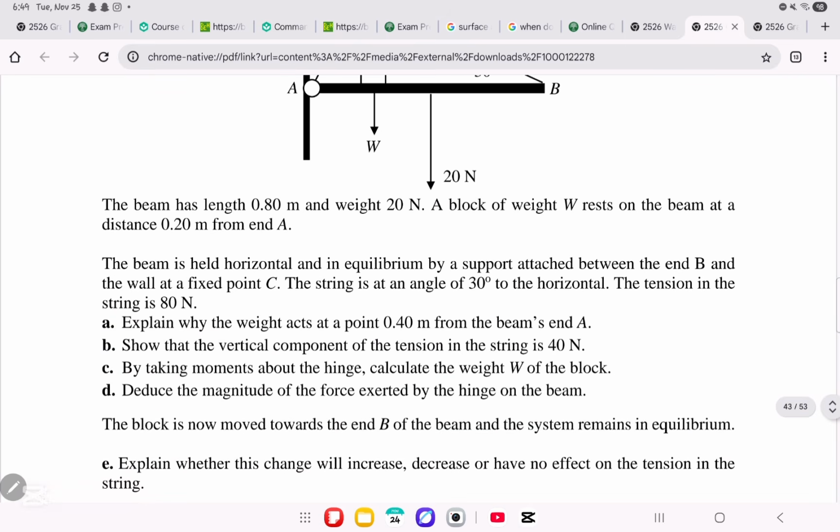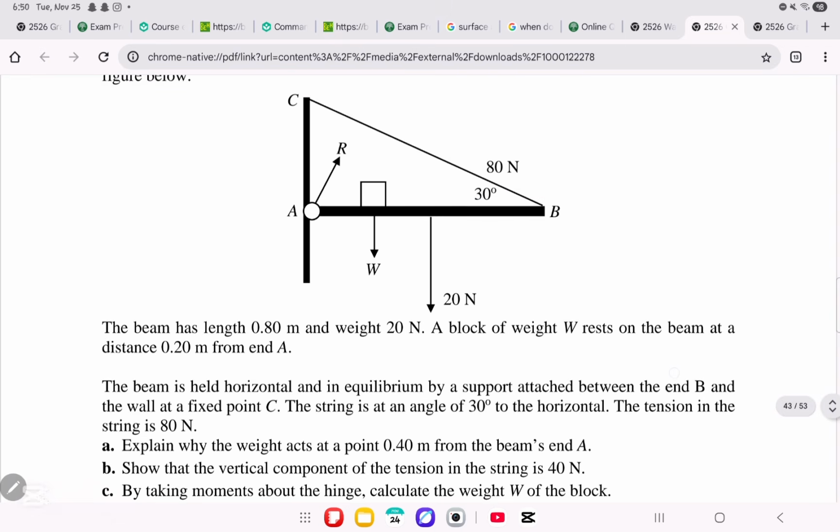Part D, it says, deduce the magnitude of the force exerted by the hinge on the beam. Okay. Explain whether this change... Oh, sorry, this is in part E. The block is now moved towards the end of B of the beam, and the system remains in equilibrium.